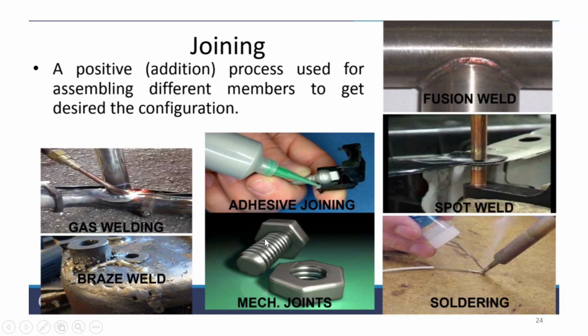Mechanical joints. In this case a nut and bolt is used. Fusion welding, and then spot welding, which is the resistance spot type of welding. Because of the current that is passed through, and because of the resistance, a spot is formed, and because of that there will be welding. Soldering is also a pretty basic thing that is used.